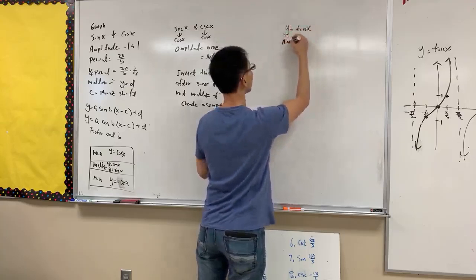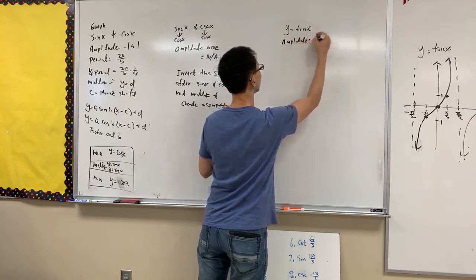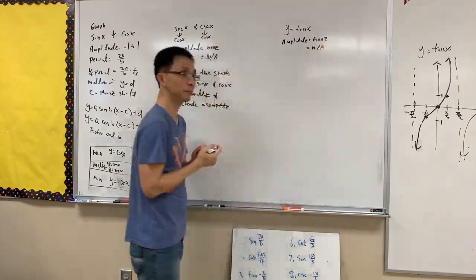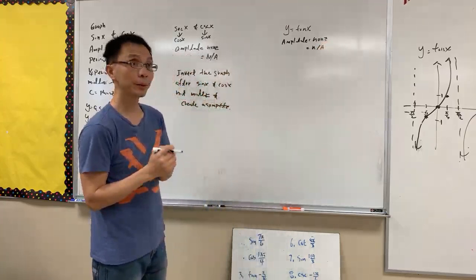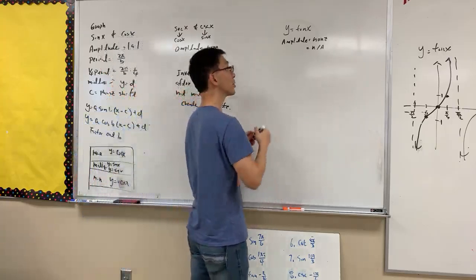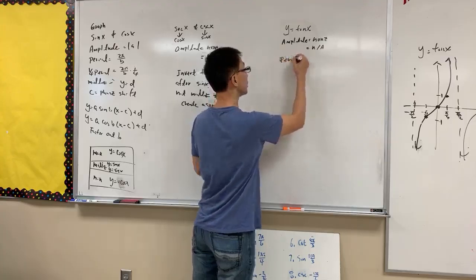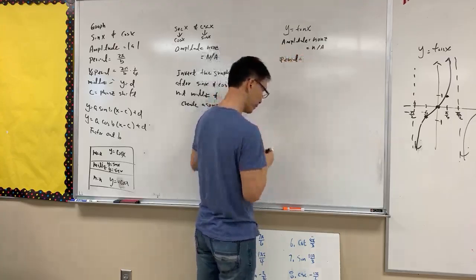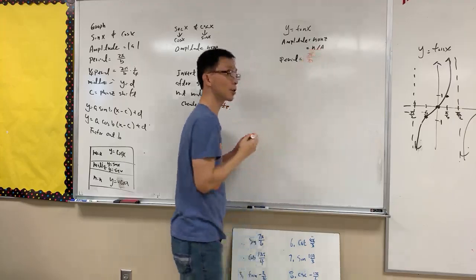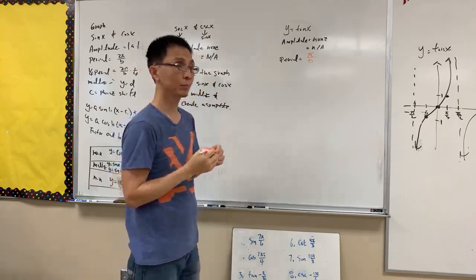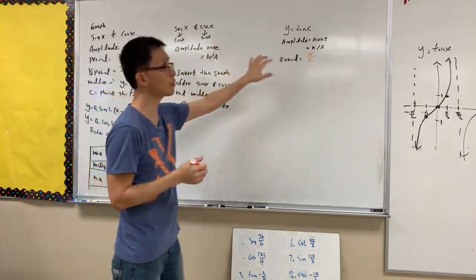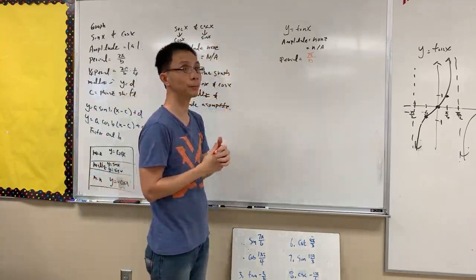The amplitude is what? None. That's good to know, right? Period is different than before. So I'm gonna write in different colors so you can tell. Period is equal to what? Pi over b instead of 2 pi over b. So it's pi over b. Not like before, there's a 2 pi over b. Here tangent and cotangent is gonna be pi over b.